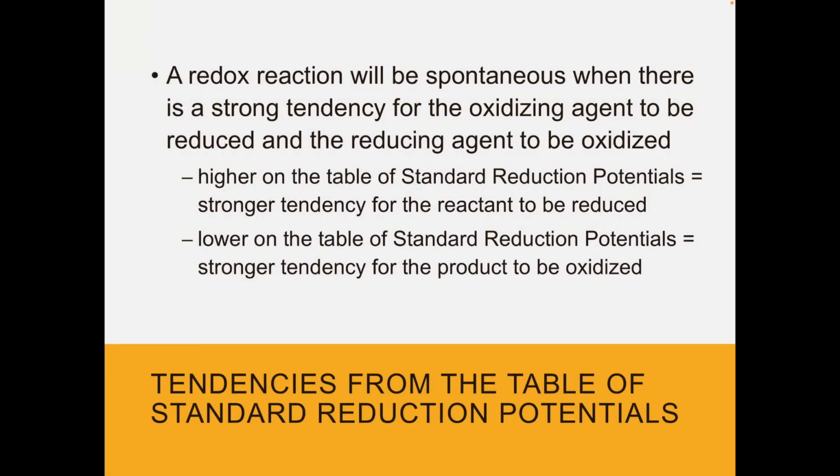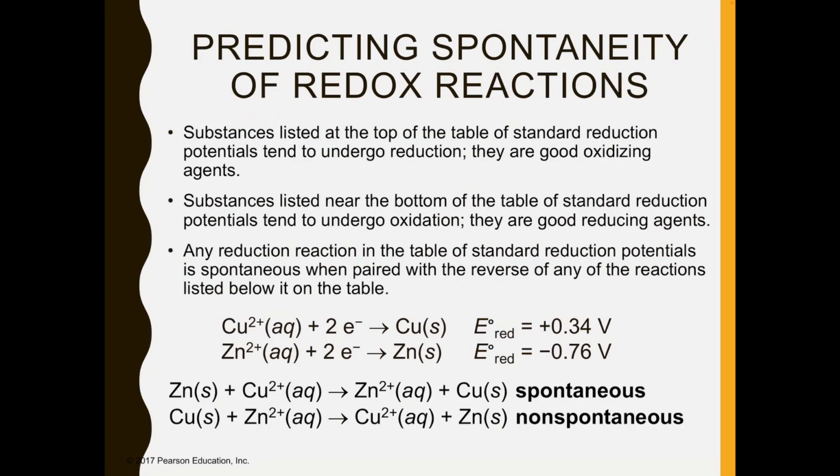Okay, so a redox reaction will be spontaneous when there's a strong tendency for the oxidizing agent to be reduced and the reducing agent to be oxidized. And so what this means is that if we look at our standard reduction potential table, we need one of them to be reduced. That will be the one that is higher up on that table. It has a more positive value. And then the one that's lower on the table will be the one that will be oxidized. Okay, so again, if you're looking at that big table, the one that's higher on the table has a more positive value and will be reduced. The one that's lower on the table or has a more negative value will be oxidized.